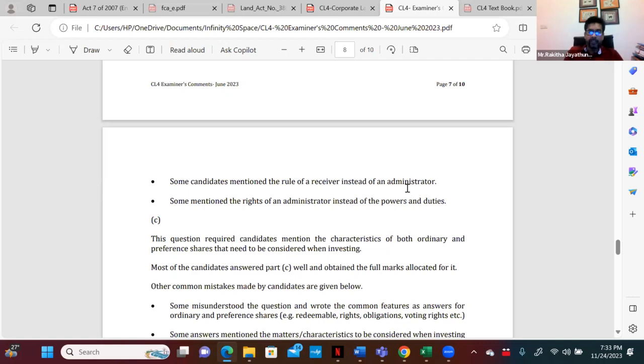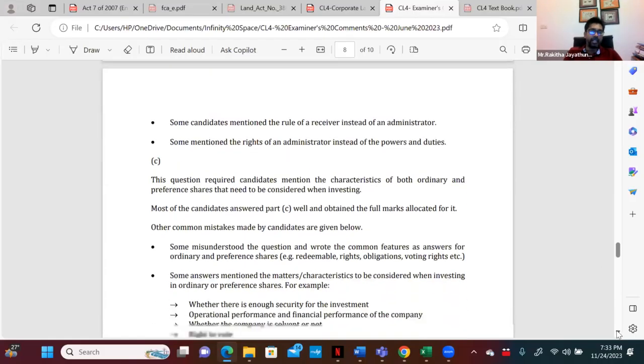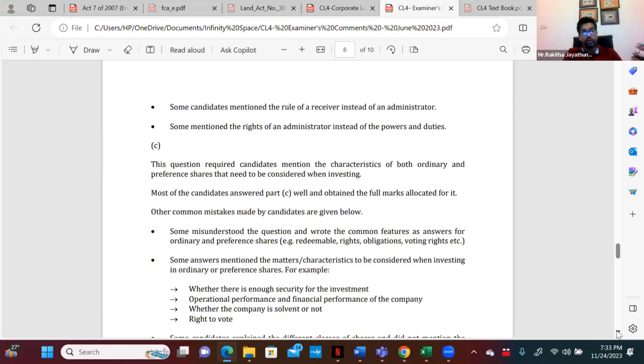So when they have specifically used the word administrator, why do you explain the role of a receiver? I do not understand. Some mention the rights of an administrator instead of powers and duties. When they have specifically said powers and duties, again, I don't understand why you explain about the rights of an administrator, right? So these are the common mistakes that students make at the exam, though you think that you have faced the exam very well, right?